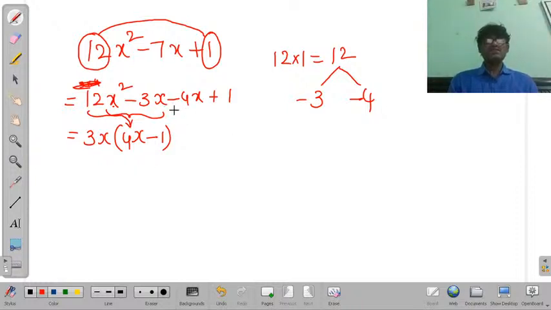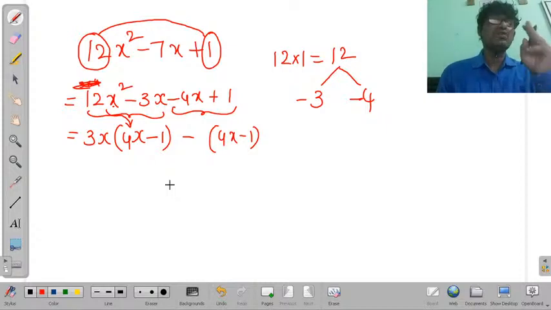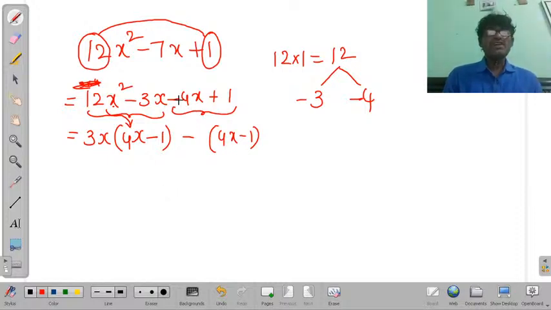So in the next two terms also, you have to get 4x minus 1 as the common one. Clearly, if you observe, minus will be the common thing. We have to get 4x minus 1 in the parenthesis, so we take minus as the common factor. So instead of minus, you take minus 1.